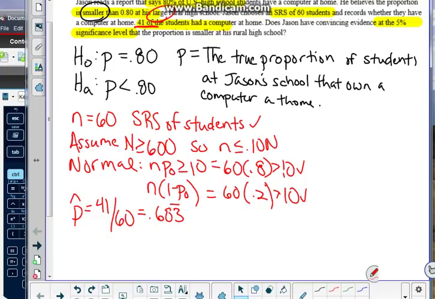And then we also have alpha. The significance level is 0.05. So when we calculate our p-value, that's what we're going to want to compare this against. Okay, so now at this point we've got all of our conditions checked. We can go ahead and calculate that p-value. Let's do that.